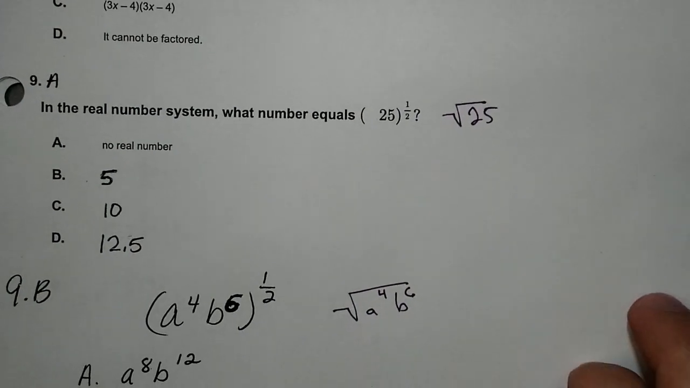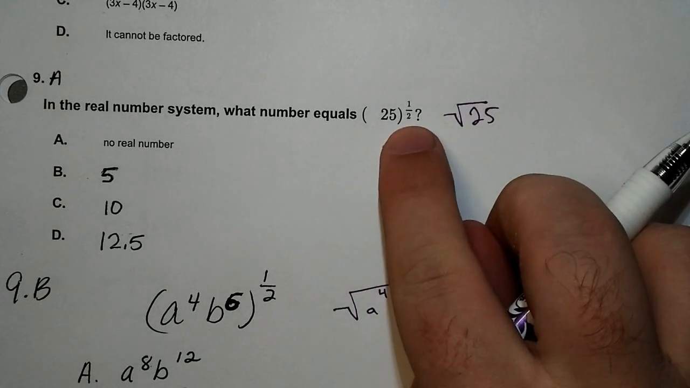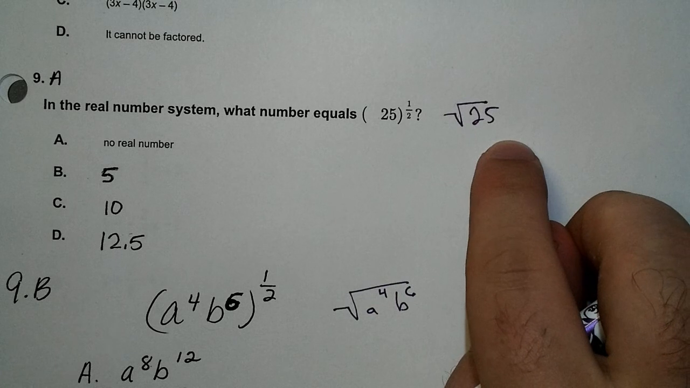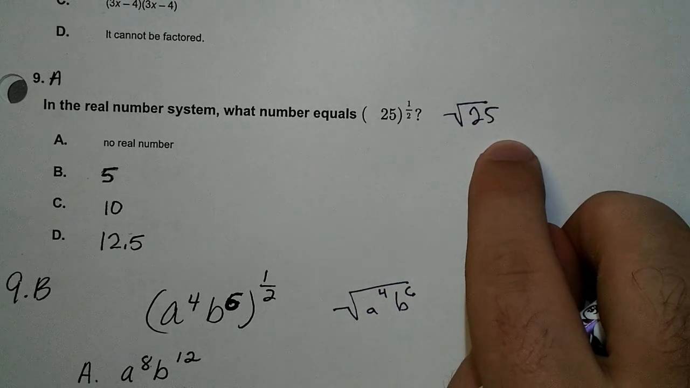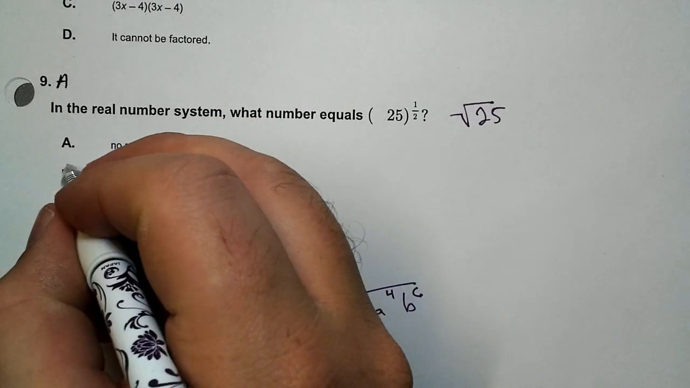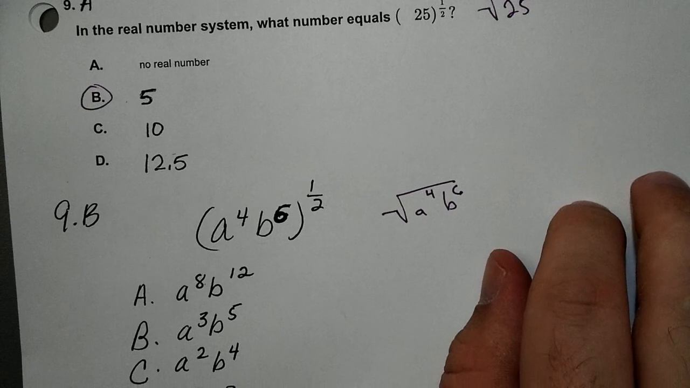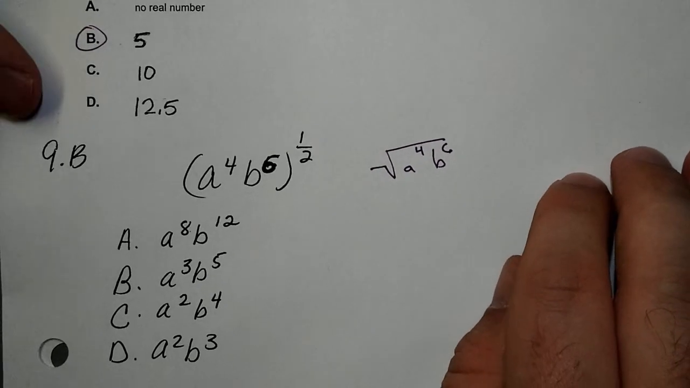Okay, number 9 says in the real number system, what number equals 25 raised to the 1/2, which we could rewrite as square root of 25. The square root of 25 is just 5. Now, 9b, this is the one a little bit more difficult.